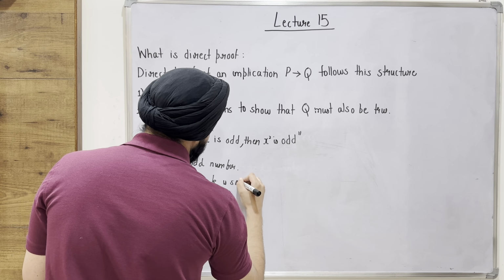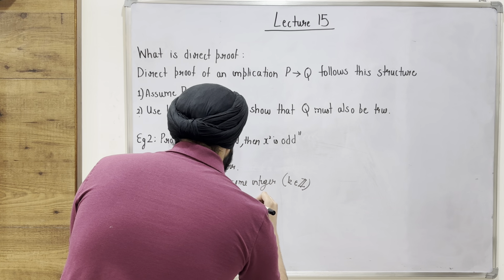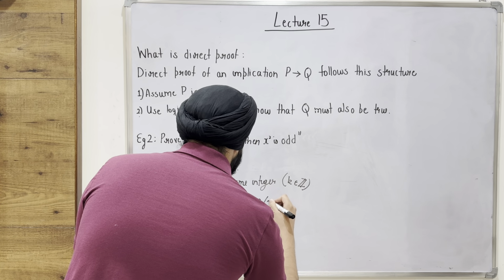Now let's solve for what is x square. x square would be equal to (2k plus 1) square. If you remember (a plus b) whole square is a square plus b square plus 2ab. So this is going to be (2k) square plus 1 square plus 2 multiplied by 2k.